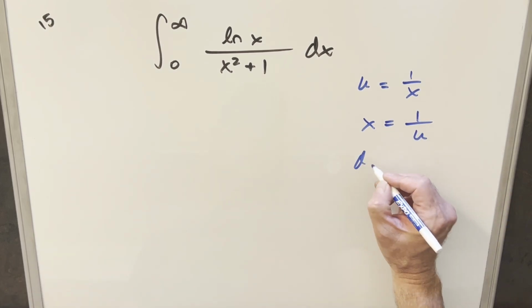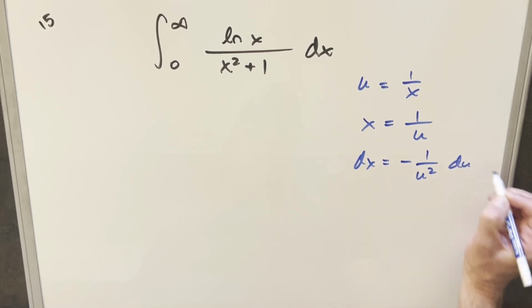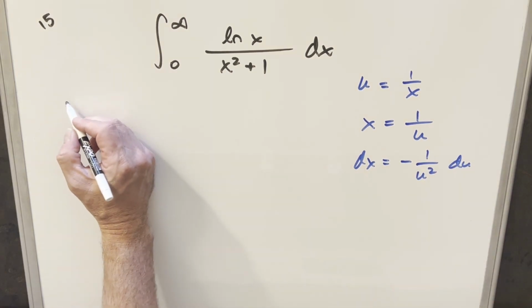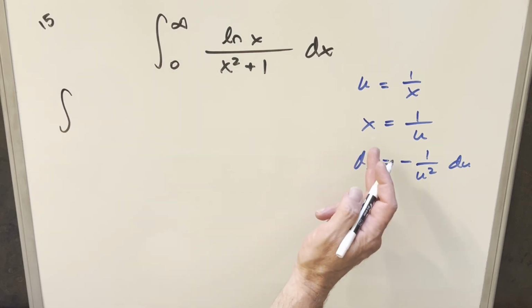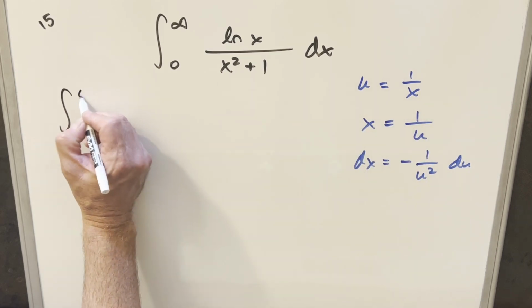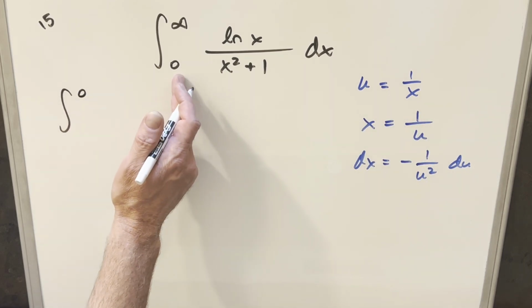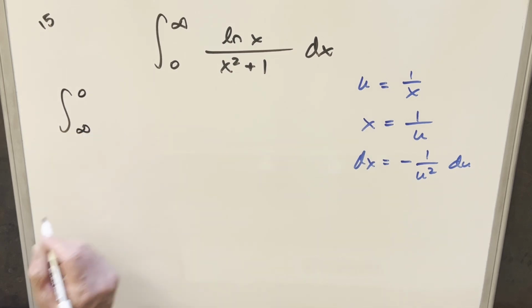Then just take the derivative. dx here is going to be minus 1 over u squared du. Then we'll go ahead and substitute right now. First, if you take infinity and plug it in right there, 1 over infinity is going to 0. And then for the lower bound, you plug in 0. When we have 0 in the denominator, that's going to positive infinity.